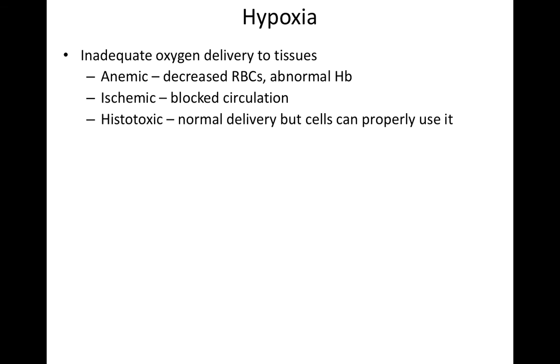Histotoxic means that you've got normal levels of oxygen and normal delivery to the cells, but the cells can't use it. So there are different types of toxins, things like cyanide, that make it impossible for your cells to actually utilize the oxygen that's being delivered to make ATP. And then finally, we've got hypoxemic hypoxia. This is an actual reduced arterial oxygen level. So hypoxemia means that the issue is likely in the lungs, where we are hindering gas exchange for some reason.